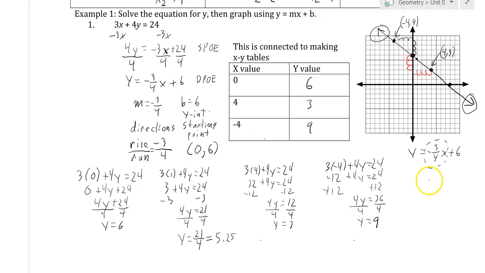So when you plug in 4, you would get negative 3/4 times 4 over 1, which is negative 3 plus 6, or 3. When you plug in negative 4, you would have negative 3/4 times negative 4 over 1, which then gives you a positive 3. So there's lots of interconnected pieces here. There's lots of different styles and things you can do.